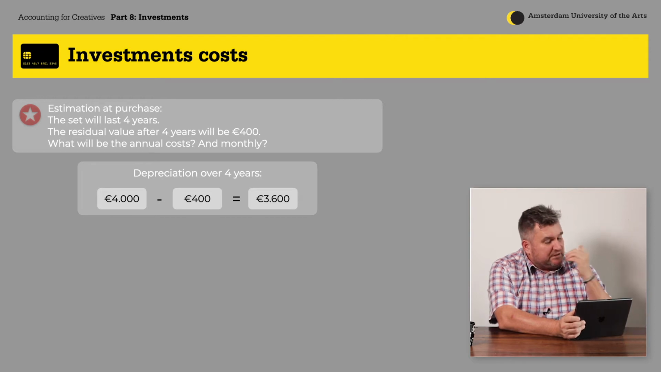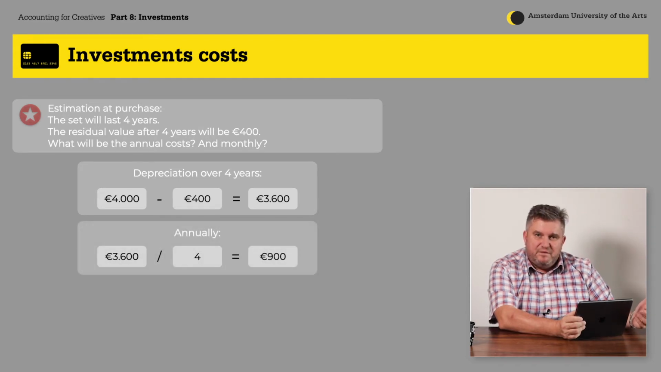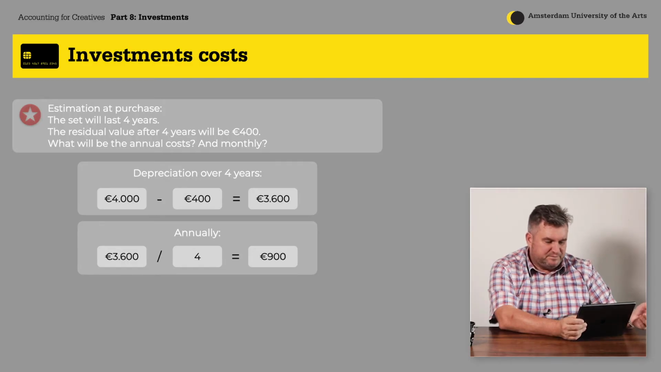If you subtract these from each other, there are 3,600 euros left to depreciate over the period of 4 years. If you divide this by 4, then we have the depreciation for each year. So the annual depreciation will be 3,600 divided by 4, which comes to 900 euros every year. This is the amount we'll use every year as the cost of using this set, this investment.